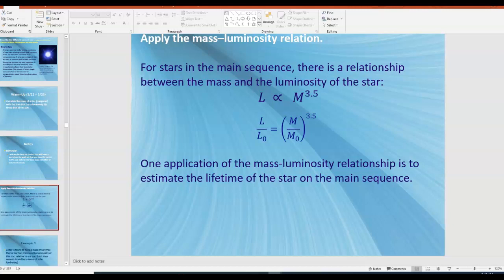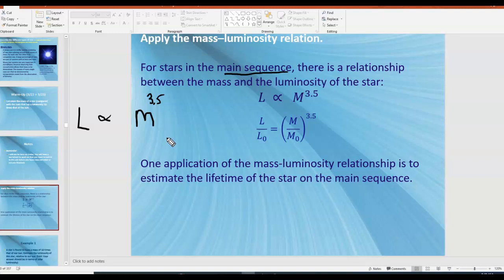Now, when dealing with main sequence stars, we have a relationship which is not the same as an equation, but we have a relationship that we can use to solve problems. The relationship that we're going to use, at least for this class, only applies for main sequence stars. And that relationship says that the luminosity of a star is proportional to the mass of the star raised to the 3.5 power. Okay, now for different types of stars, this exponent may be different, but for main sequence stars, the value we're going to use is 3.5.